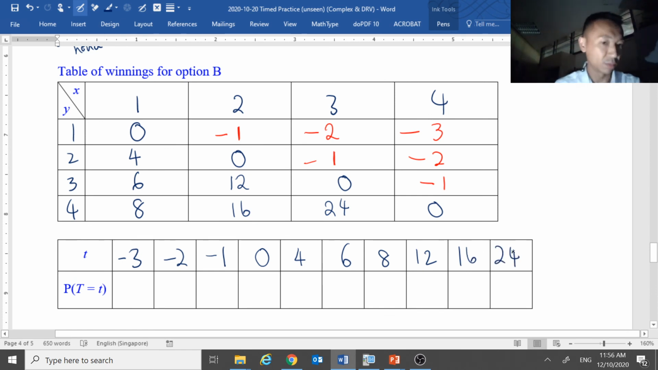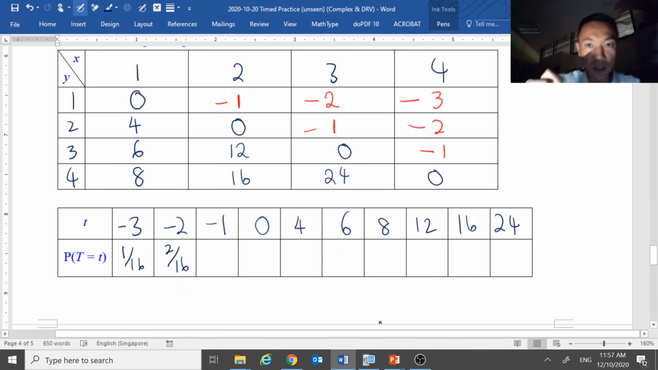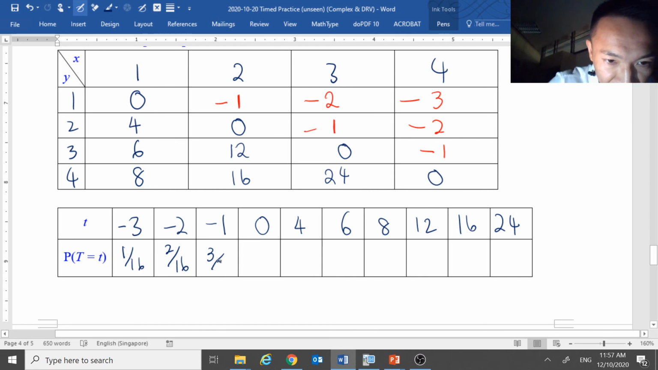Then we count, correct? Minus 3, there is only one case out of 16, so we get 1 out of 16. Minus 2, how many? You have 2 out of 16. It's fine if you don't reduce this, because eventually you're just going to calculate the expected value. In fact, it's better if you write it like that, 2 over 16, so that you know when you add up, you will have 16 cases. Add up, you get 1. So, minus 1, we count again, you have 3 over 16.